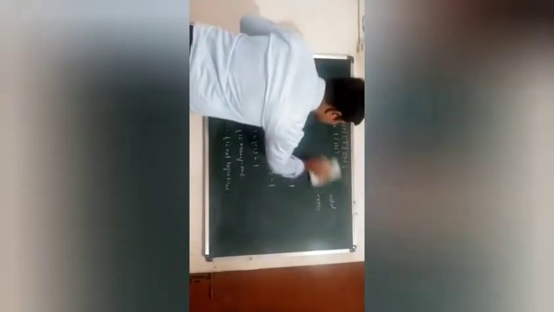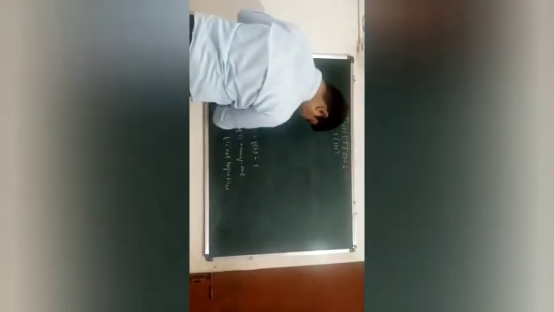Okay, question number 24. A function f of x is equal to x minus 1 upon x plus 1. We have to first find the inverse, and then we have to verify that f of f inverse is an identity function.